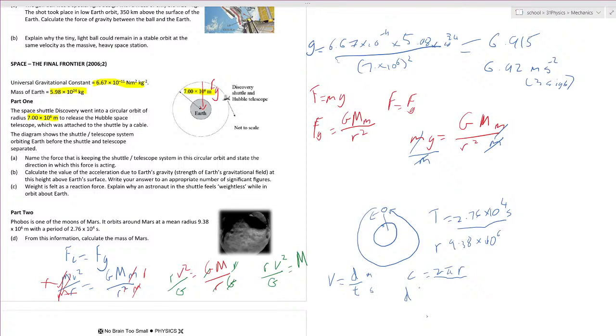So what I can say is the time is the period, and the distance is this. So my velocity is equal to 2 pi r divided by the period. All right, so what I need to do is work out this value and then plug it into this equation here to get my answer.